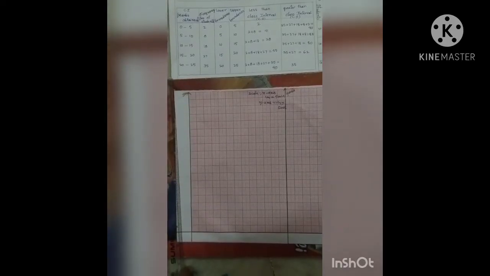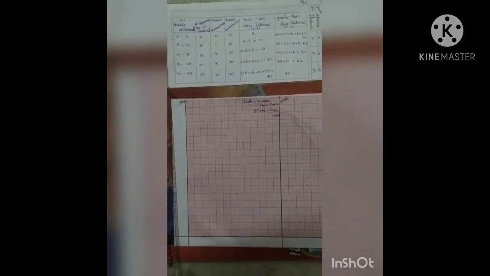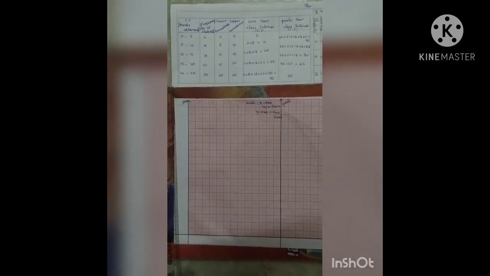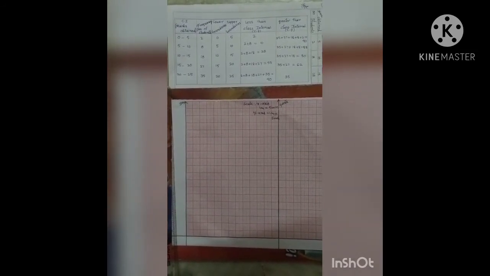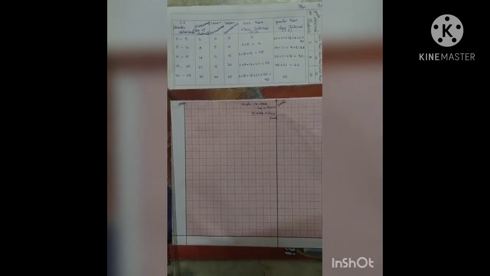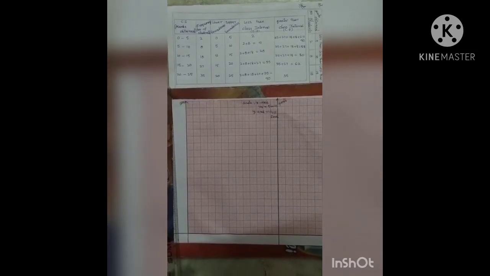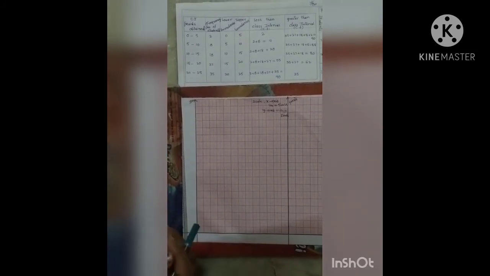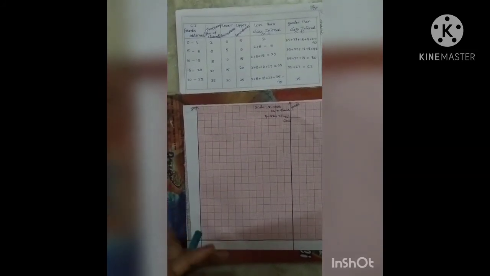Okay children, now the fifth problem. Let us start the graph of the fifth problem. Here also two graphs are there. What is the first one? The cumulative frequency graph. Here the less than cumulative frequency graph is there and the greater than cumulative frequency graph is there.